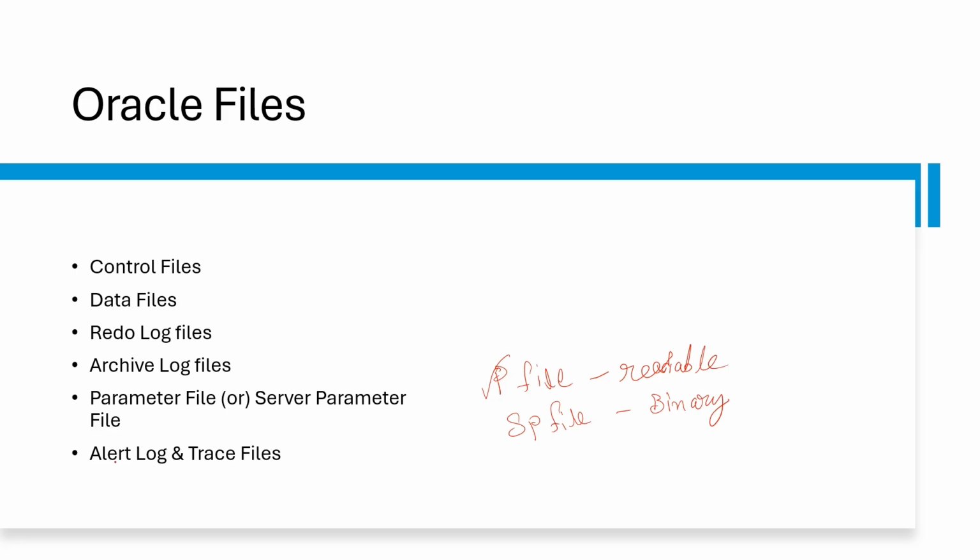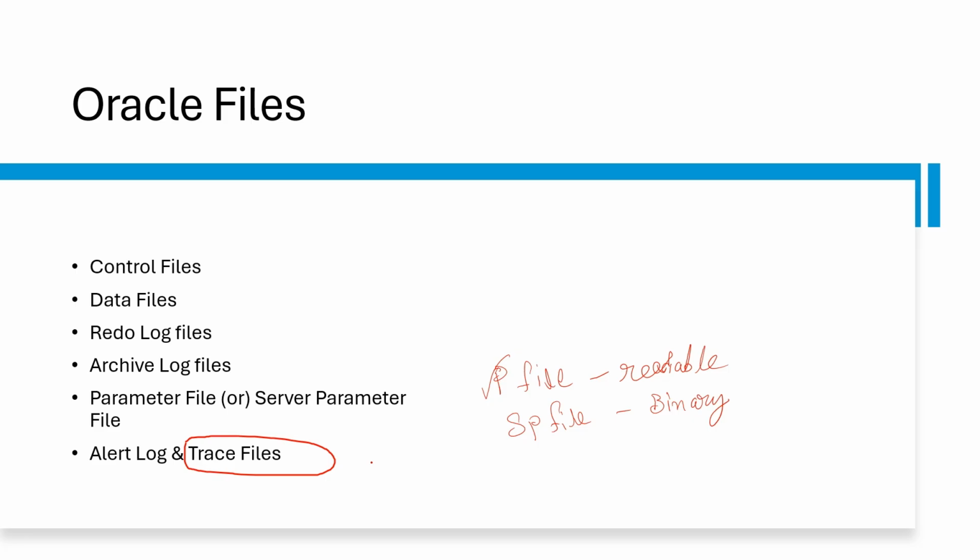Day in and day out, you will work with this alert log as a DBA, to monitor your alerts, errors, etc. So trace files, again, these are like audit files. They will have granular information. You will only see basic stuff in the alert log, but if you want to see granular information, trace files will be there. So more information will be in the trace files.